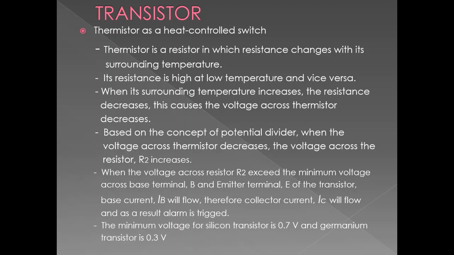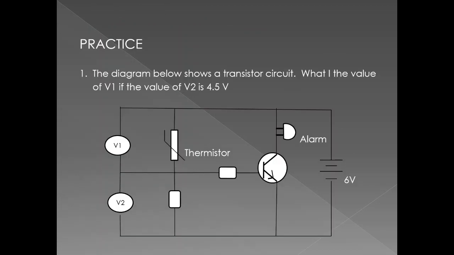So in general, the minimum voltage for a silicon transistor is 0.7 volt, and for a transistor made of germanium, it is normally 0.3 volt. That is the minimum voltage. So I hope everyone understands. Okay, if you don't understand, you can refer to your textbook. In the textbook, the new curriculum, you can see they explain this transistor very clearly.